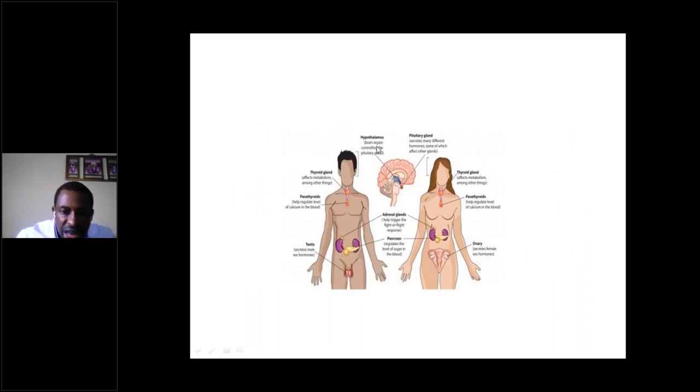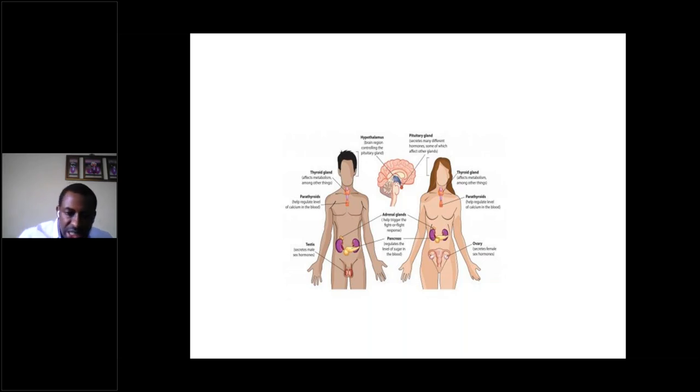I hope you can see this. So you see the hypothalamus, the brain region, it controls the pituitary gland. And the pituitary gland secretes many different hormones that affect what? Our glands. Okay, so if we look at the male, the thyroid gland affects metabolism, among other things. You look at the parathyroid, it helps to regulate the level of calcium in the blood, which is important. If there's excessive calcium in the blood, the heart will be working more. And if the heart is working more, there will be increase in blood pressure. And if there's increase in blood pressure, it can lead to the collapse of the arteries. And that's what we call stroke.